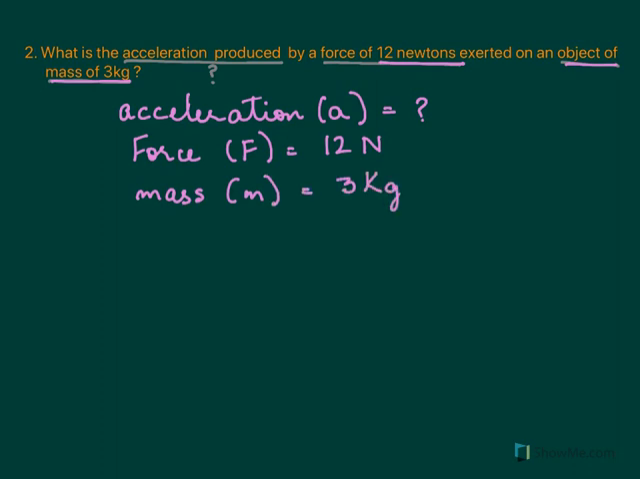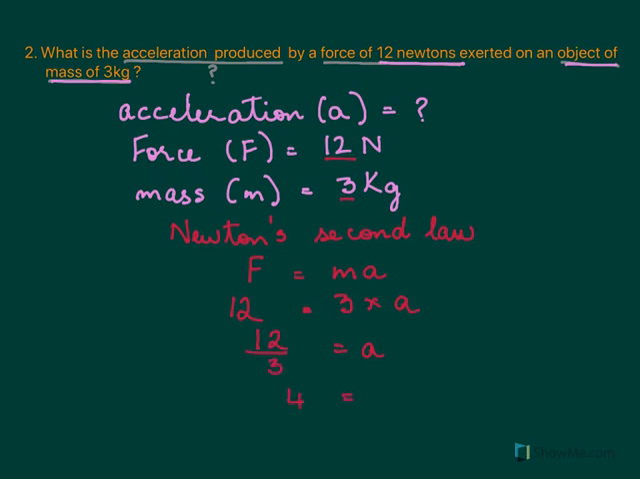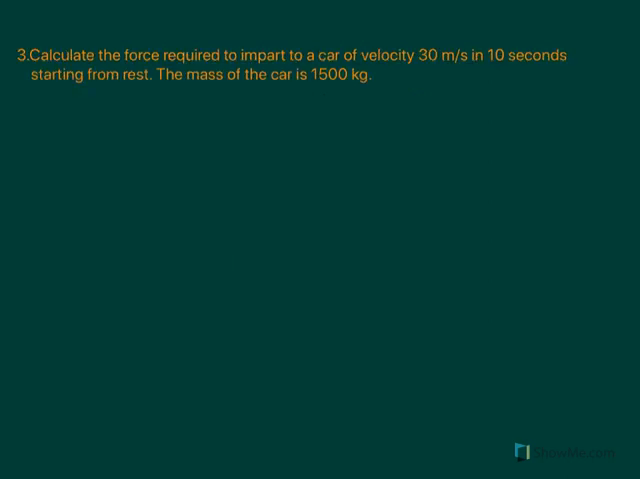And we know the formula by Newton's second law. We have F equal to m into A. The force is 12, the mass is 3, and the acceleration we need to find. So the acceleration will be 12 over 3, that is 4. And we know the unit of acceleration is meter per second square. So in this sum, the answer is acceleration is 4 meter per second square.